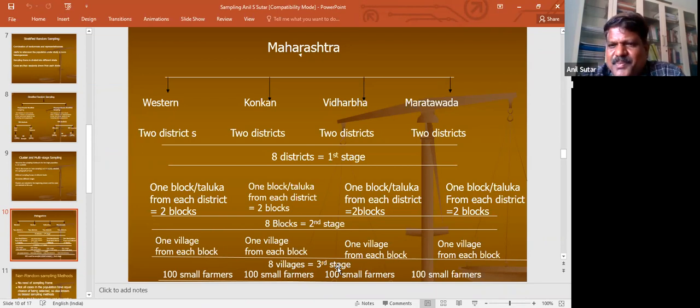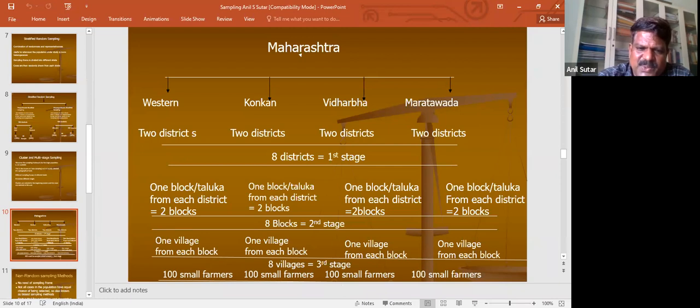Very scientifically, you are getting my point. Very scientifically, I have done this without any bias. So eight villages are my final cluster. Again, why is it a cluster, you know? District is a cluster. Am I right? District as a unit is a cluster. Block or taluka is also a cluster. Then village is also a cluster. That is why the name multi-stage and cluster sampling.